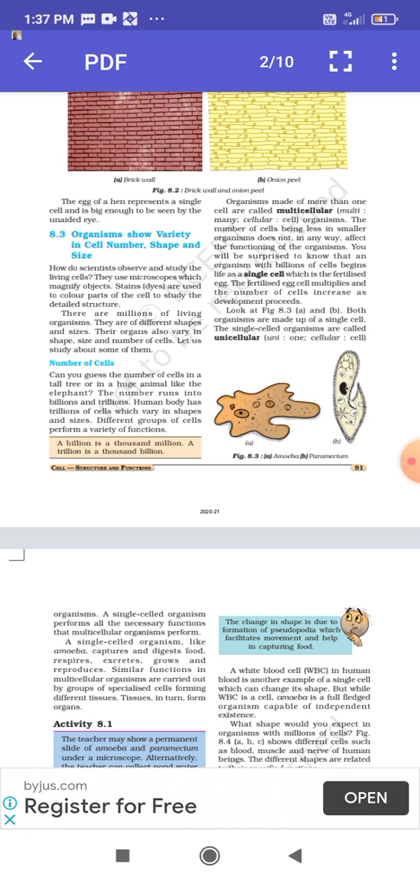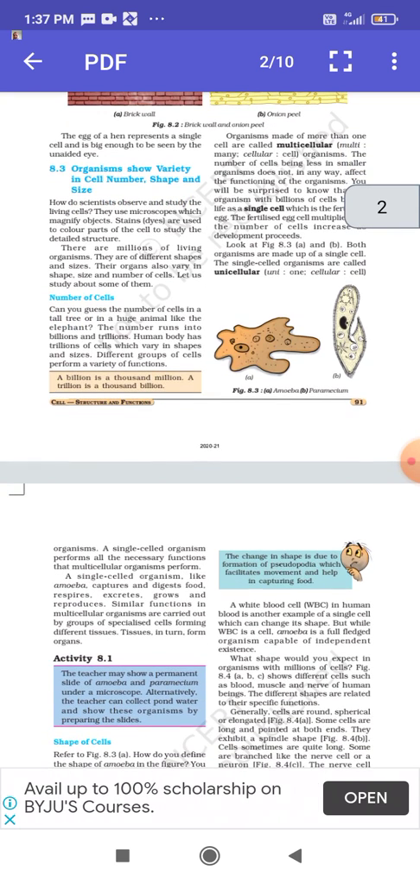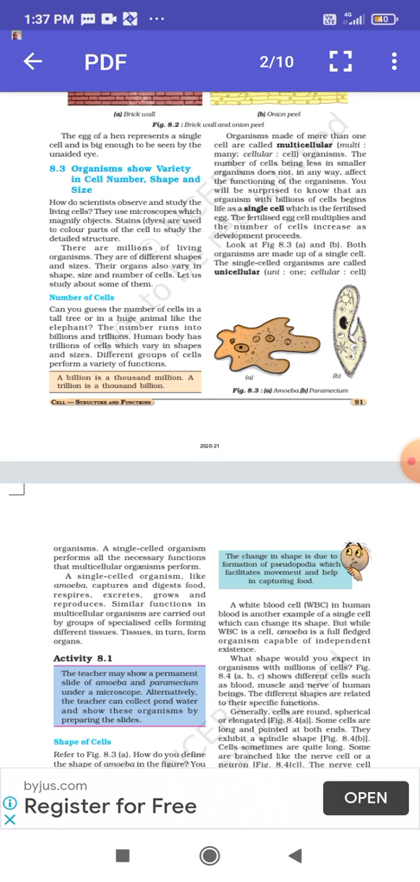They can be of a few micrometers to a few centimeters. Then come the numbers of cells. Can you guess the number of cells in a tall tree or in a huge animal like the elephant? The number runs into billions or trillions. The human body has trillions of cells which vary in shape and size. Different groups of cells perform a variety of functions.